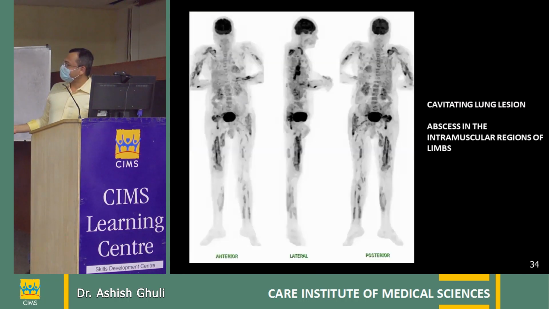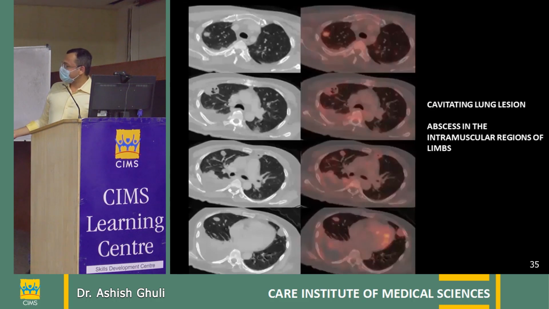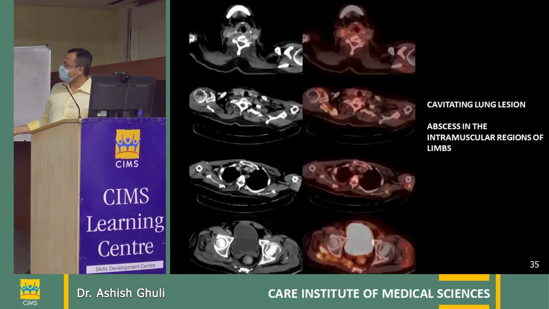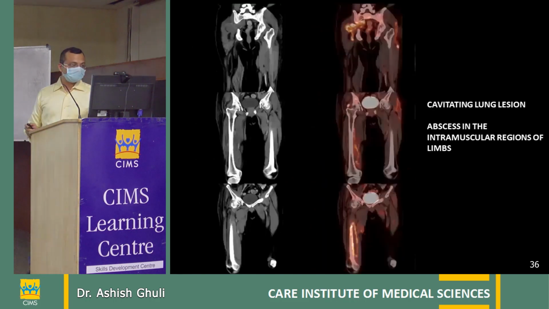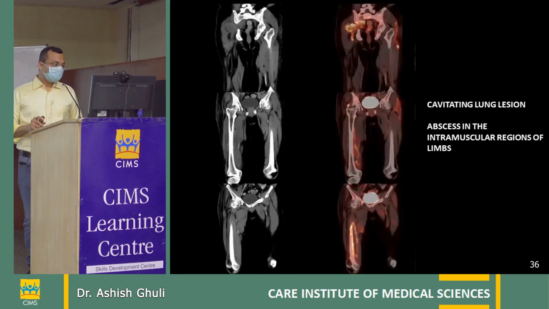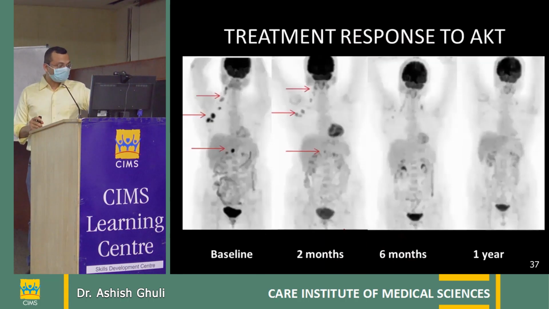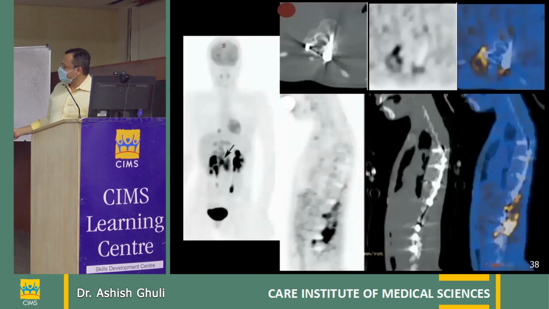Again, a case of tuberculosis where cavitary lesions are seen in the lung along with pleural effusion. Multiple disseminated abscesses are seen in the intermuscular plane of the muscles. Uptake is seen in the muscles of the thighs as well. FDG can also be used for response to treatment. This is a baseline before the treatment, the lesions are seen in the neck and in the axillary region. This is a post-treatment scan where there is no uptake in the lesions.